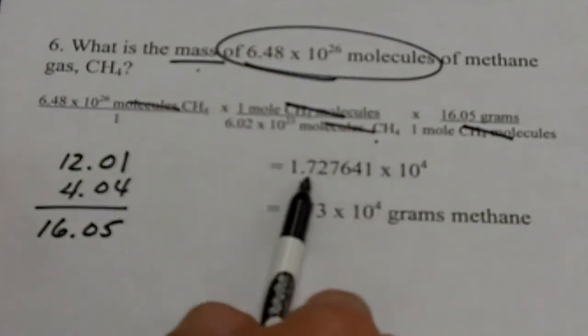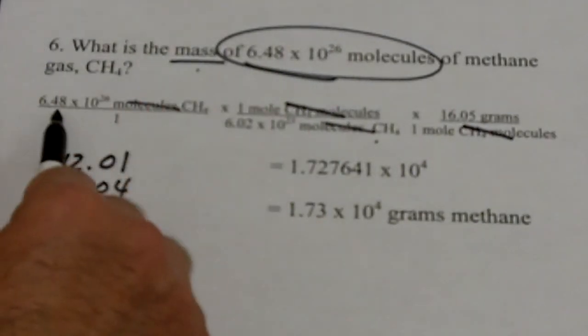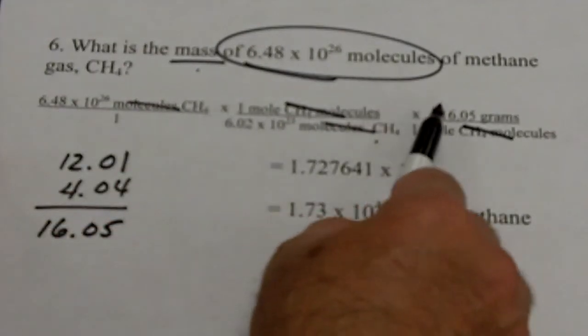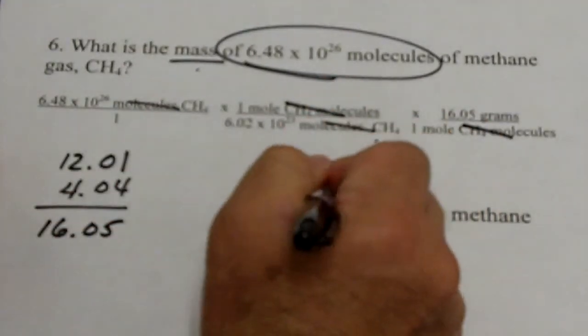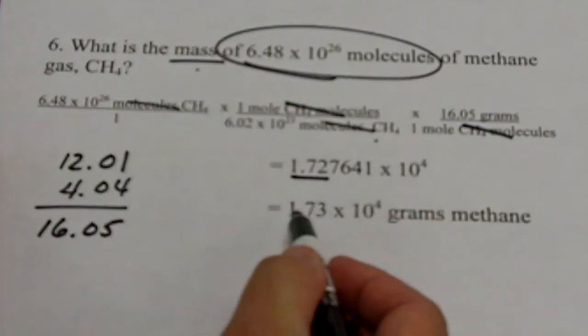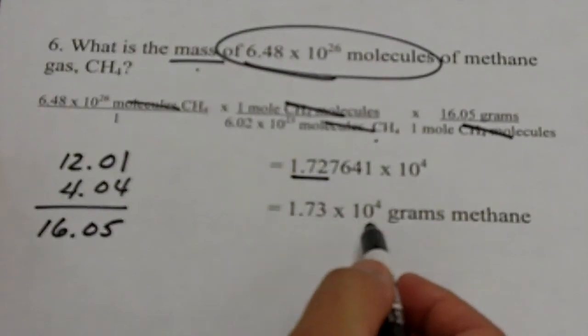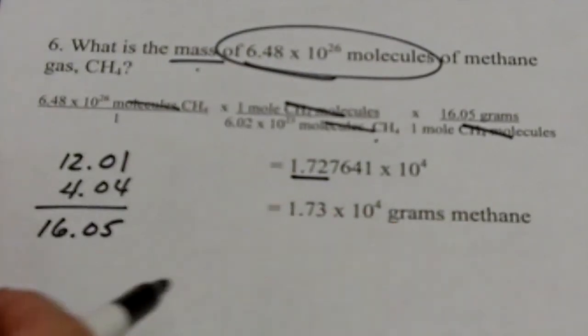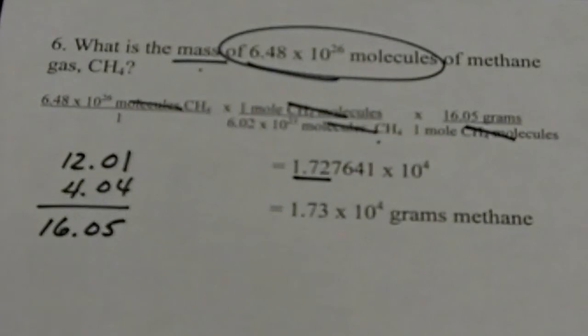Far too many numbers for us to hang on to. I have 3 significant digits here, 3 here, 4 here. I'll take 3. The first 3 are 1.72. The 7 is bigger than a 5. It's 5 or bigger, so it kicks this 2 up. I get 1.73 times 10 to the 4th grams of methane. That is my final answer. That's number 6. Let's go to number 7.